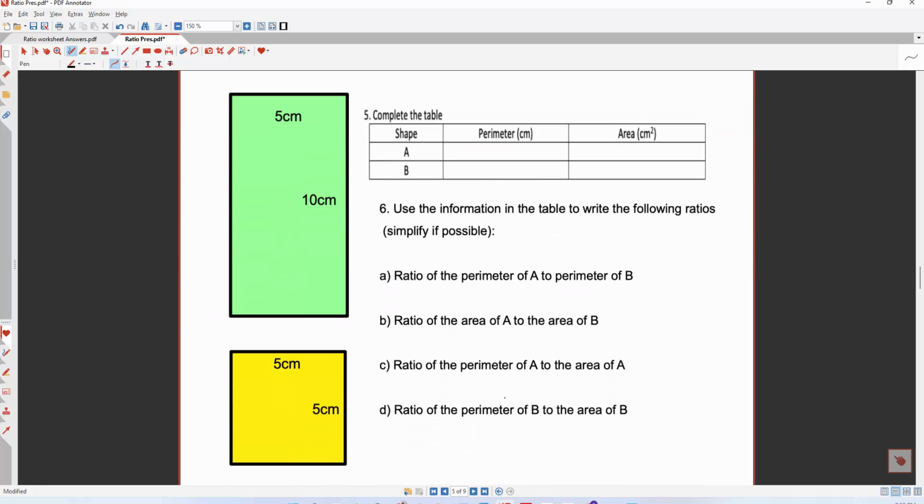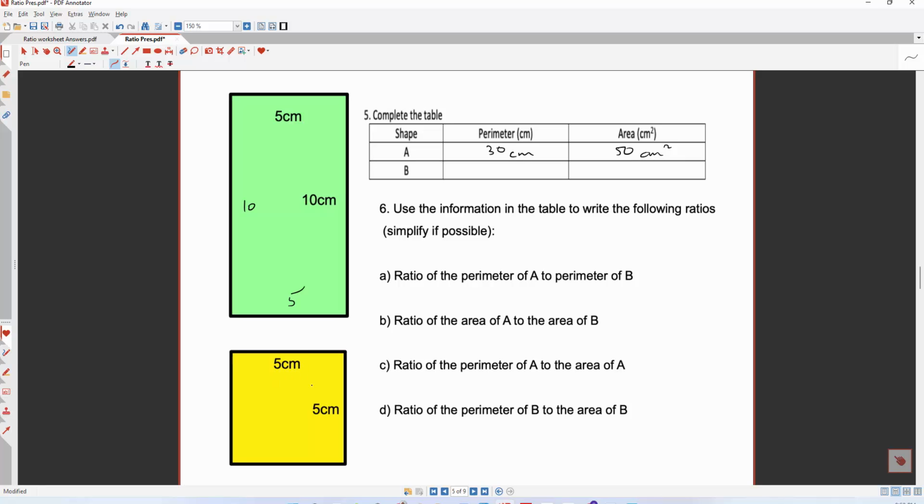Okay, now this question's important because this is similar to what you're going to get on your piece of assessment on Thursday. Alright, use the information in the table to write the following ratios. So what we'll do is complete the perimeter of shape A. Shape A has a perimeter of 5, 10, 5 and 10. That's 20 and 30. So its perimeter is 30 centimeters. And the area, we do the length by the width, 5 tens, 50 centimeters squared.